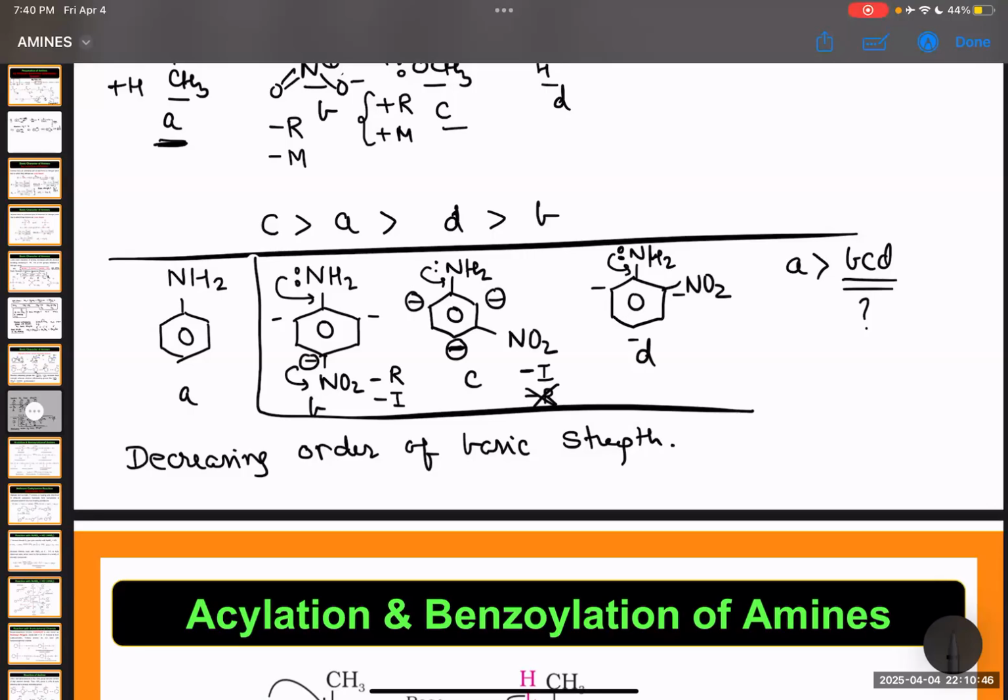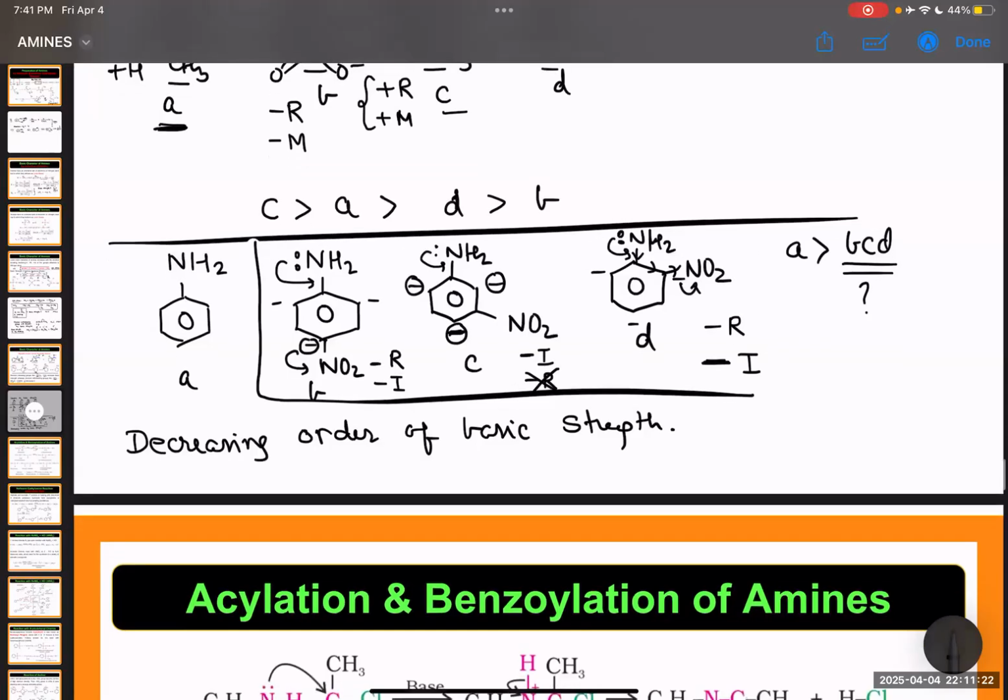In case of D, the NO2 will exert minus R effect, that is true. It is also going to show very strong minus I effect because it is very close to the NH2. So that NO2 has positive charge on nitrogen. It is going to withdraw the sigma bonded electron pair. So it is going to pull the electron density of NH2 very strongly. Got it? Okay. So D is going to be least basic.